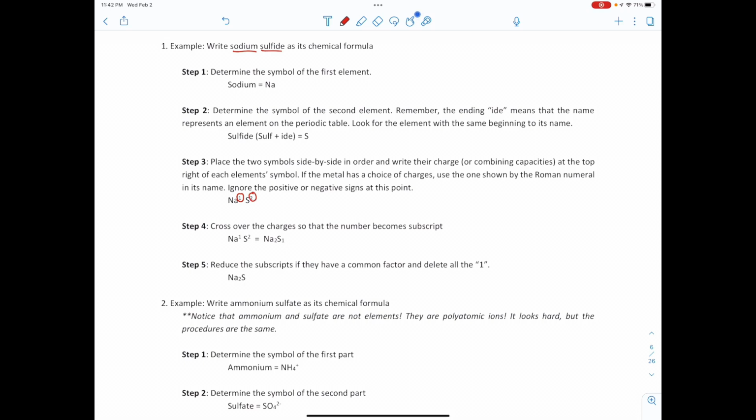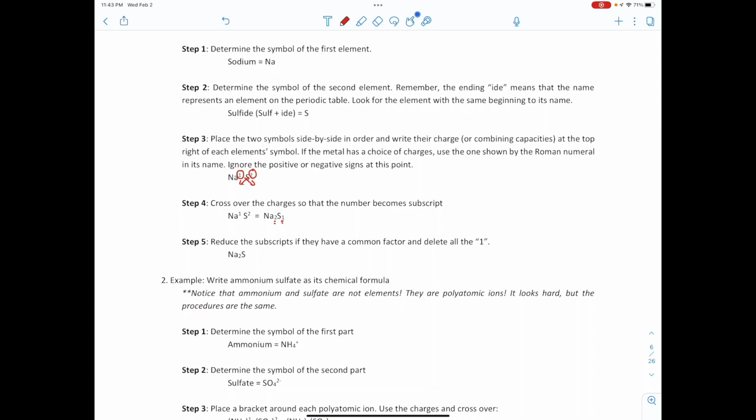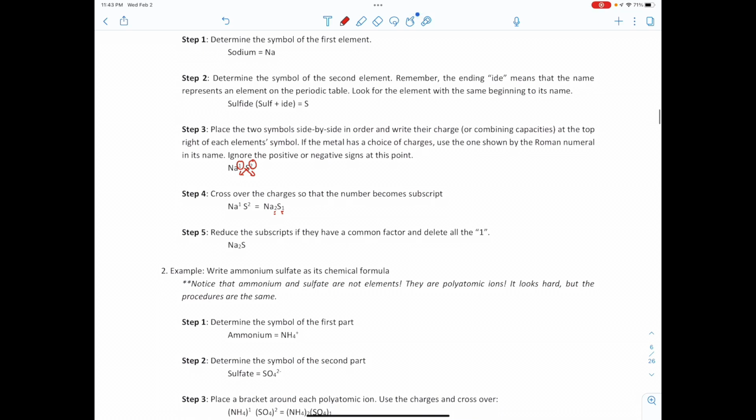Once we have the charges written down, in step 4 we're going to cross over the charges. Different teachers might use different language. I often like to use cross over or cross down. Some people say crisscross, but the idea is the same: these superscripts, when they cross down, become the subscripts. The 1 from Na crosses over to become the subscript for sulfur, and the 2 from the sulfur crosses over to become the subscript 2 for sodium. By the end of step 4, we have Na2S1.